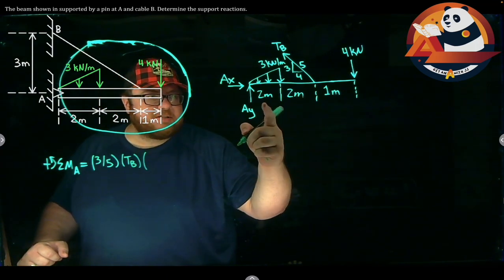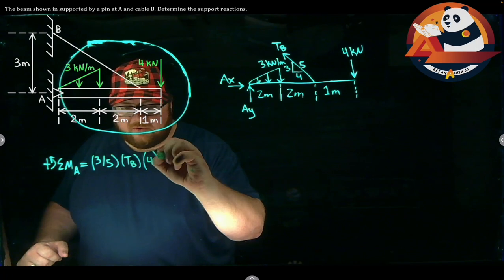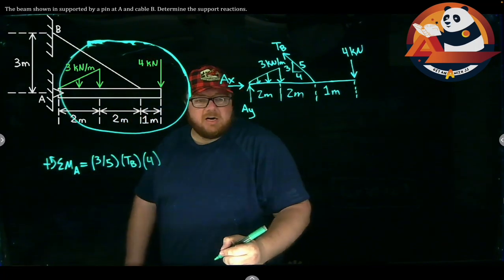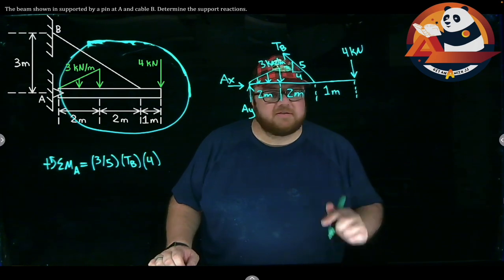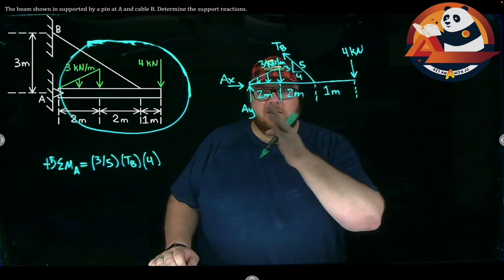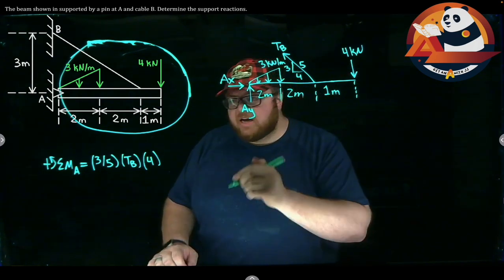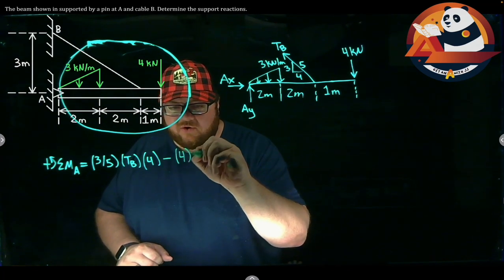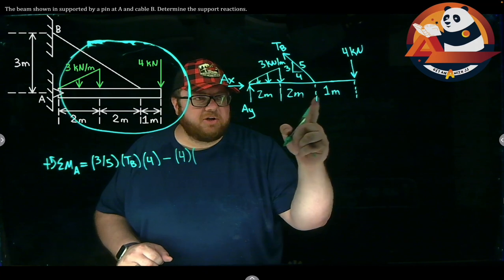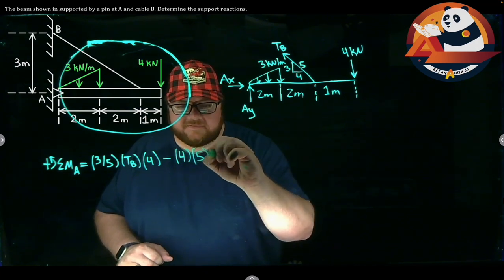Force times distance, 2 plus 2 is 4. And then we'll come in and do that same thing. Let's do the 4 kilonewton force first. My force will cause a clockwise rotation, so I'll subtract this off. Force is 4. My distance is 2 plus 2 plus 1, 5 meters.